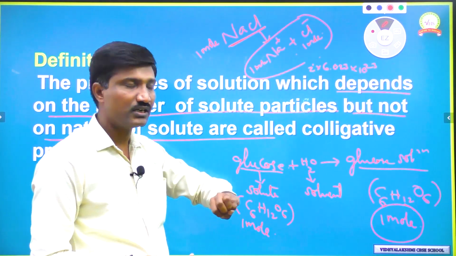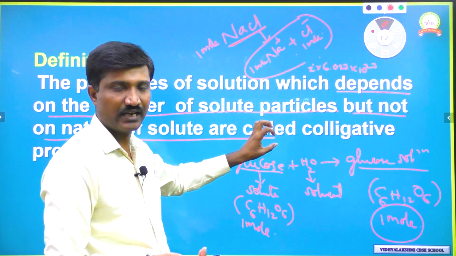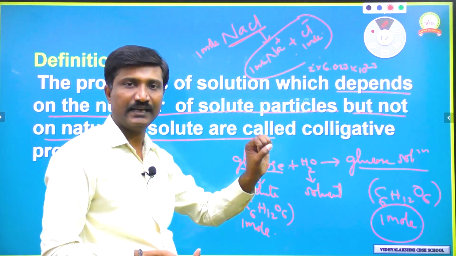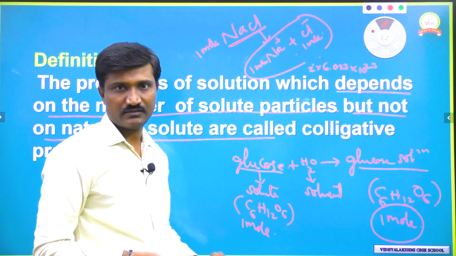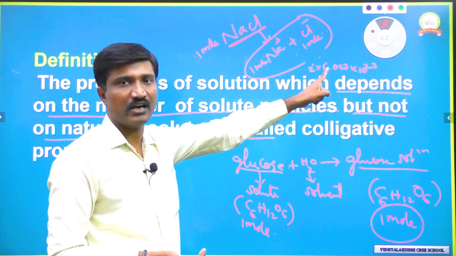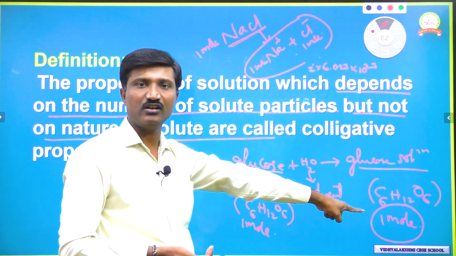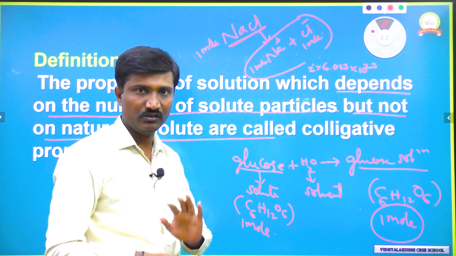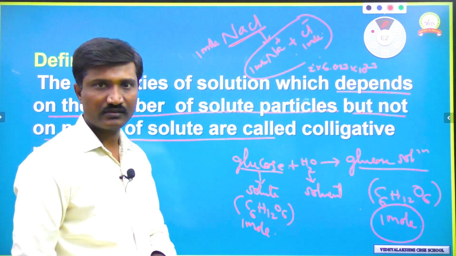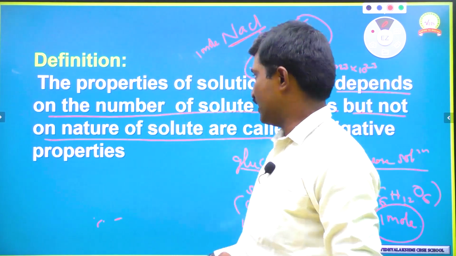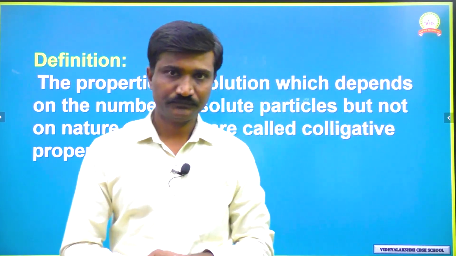That is, these properties do not depend on the nature of the solute, whether it is ionic or covalent. Some properties of the solution do not depend on that nature. They depend only on the number of particles, meaning the number of ions or molecules formed after dissolving in the solvent. Those properties we call colligative properties. Okay, clear?